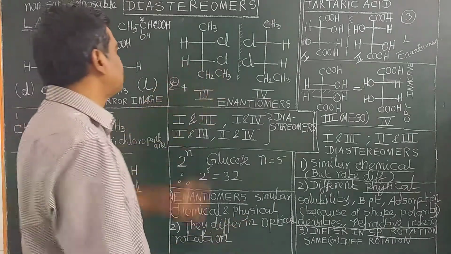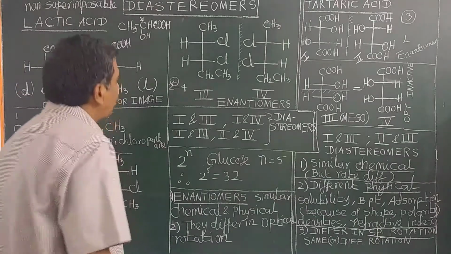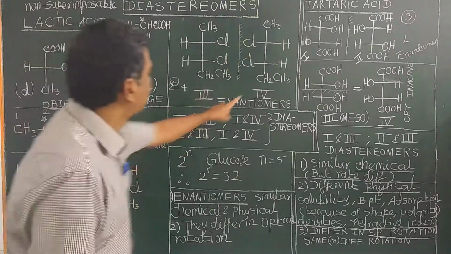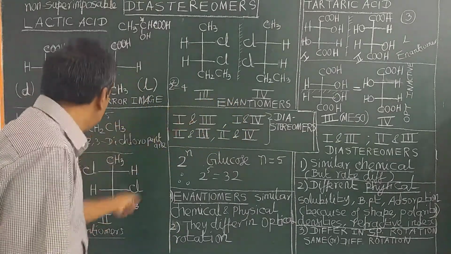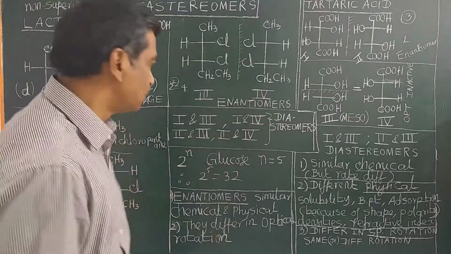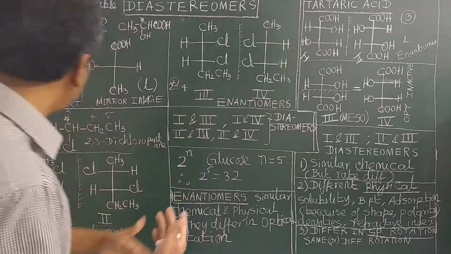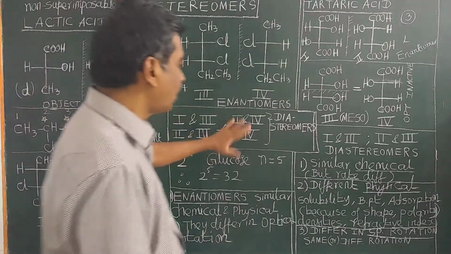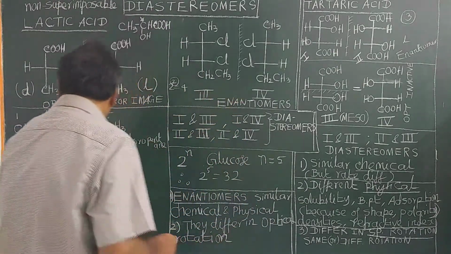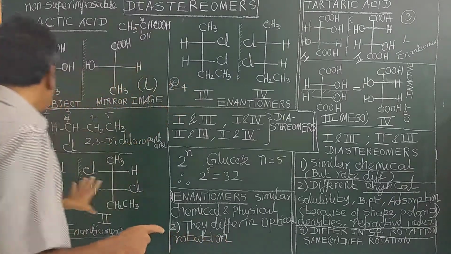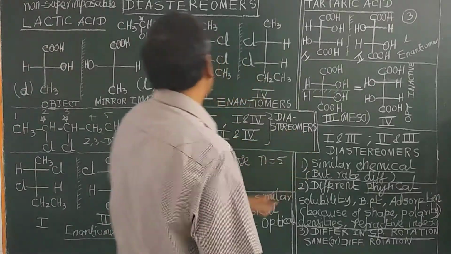So, enantiomers we have seen. What are diastereomers? For example, 1 and 3, 1 and 4, and similarly 2 and 3, 2 and 4, are stereoisomers that are not related by object and mirror image. Diastereomers are not related as object and mirror image. They are different. For example, 1 and 3 are not related by object and mirror image, so they are called diastereomers.